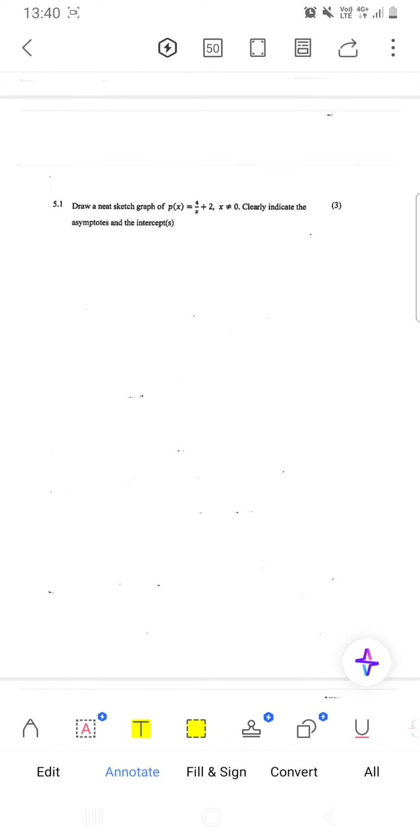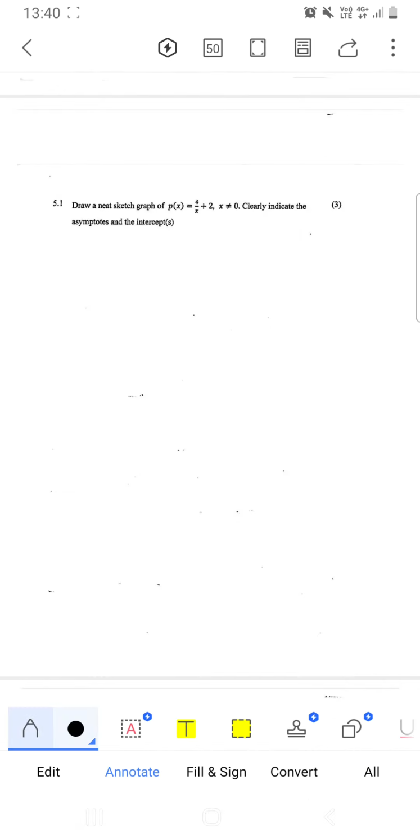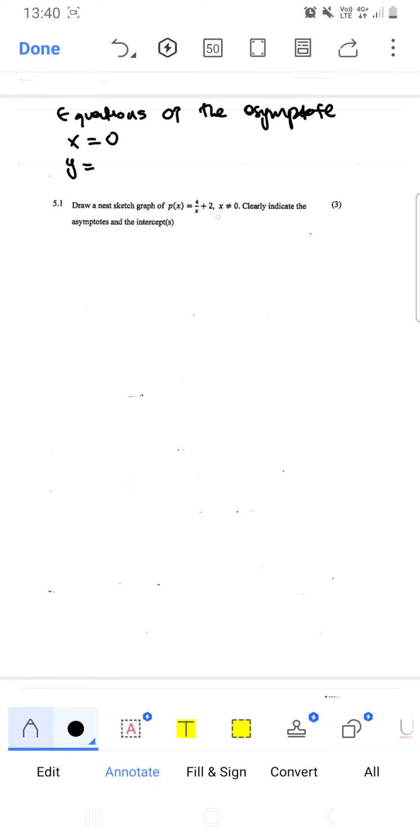So first, before we draw the graph, we have to take out what we call the equations of the asymptote. So we take out the asymptote first. We know that x is not equal to 0, therefore the vertical one is x equals 0. And then with the horizontal asymptote, we just say y is equal to 2. You take it from your equation, right?